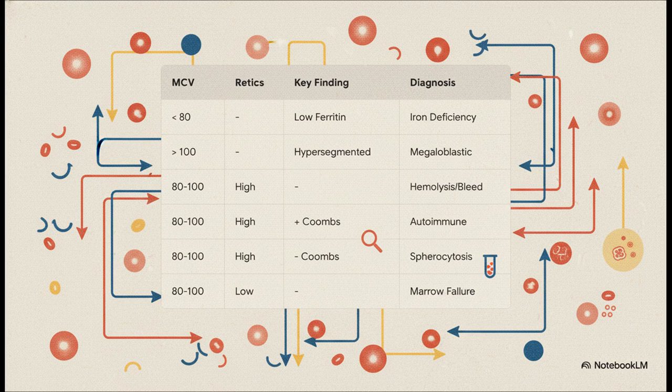And here it is, the whole thing, the entire logic tree in one place, your master matrix. You start with MCV. If it's normal, the ret count is your big divider. From there, specific clues from the smear or a Coombs test guide you right to the diagnosis. If you master this flow, you will master anemia on the boards.